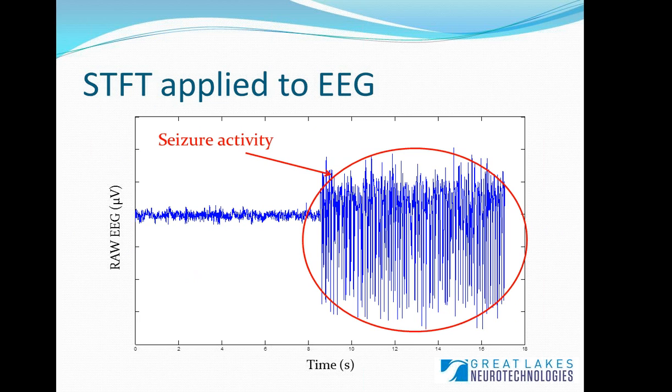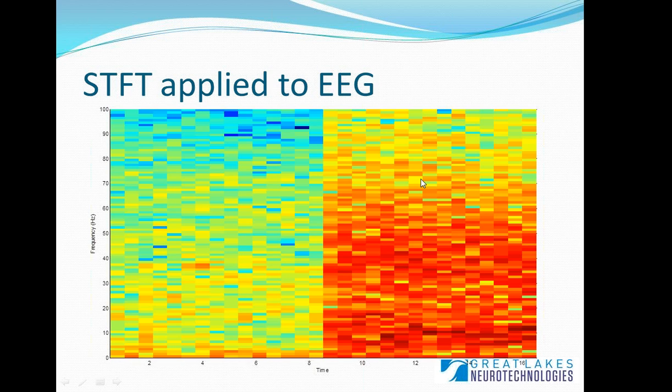Another example is using it to detect seizure activity in an EEG recording. You can see here there's not a lot going on with this brainwave signal, and then all of a sudden it takes off. And again, if we look at the spectrogram, you can see not a lot going on. And right when the seizure activity starts to occur, you can see these color changes indicating those other frequency components.